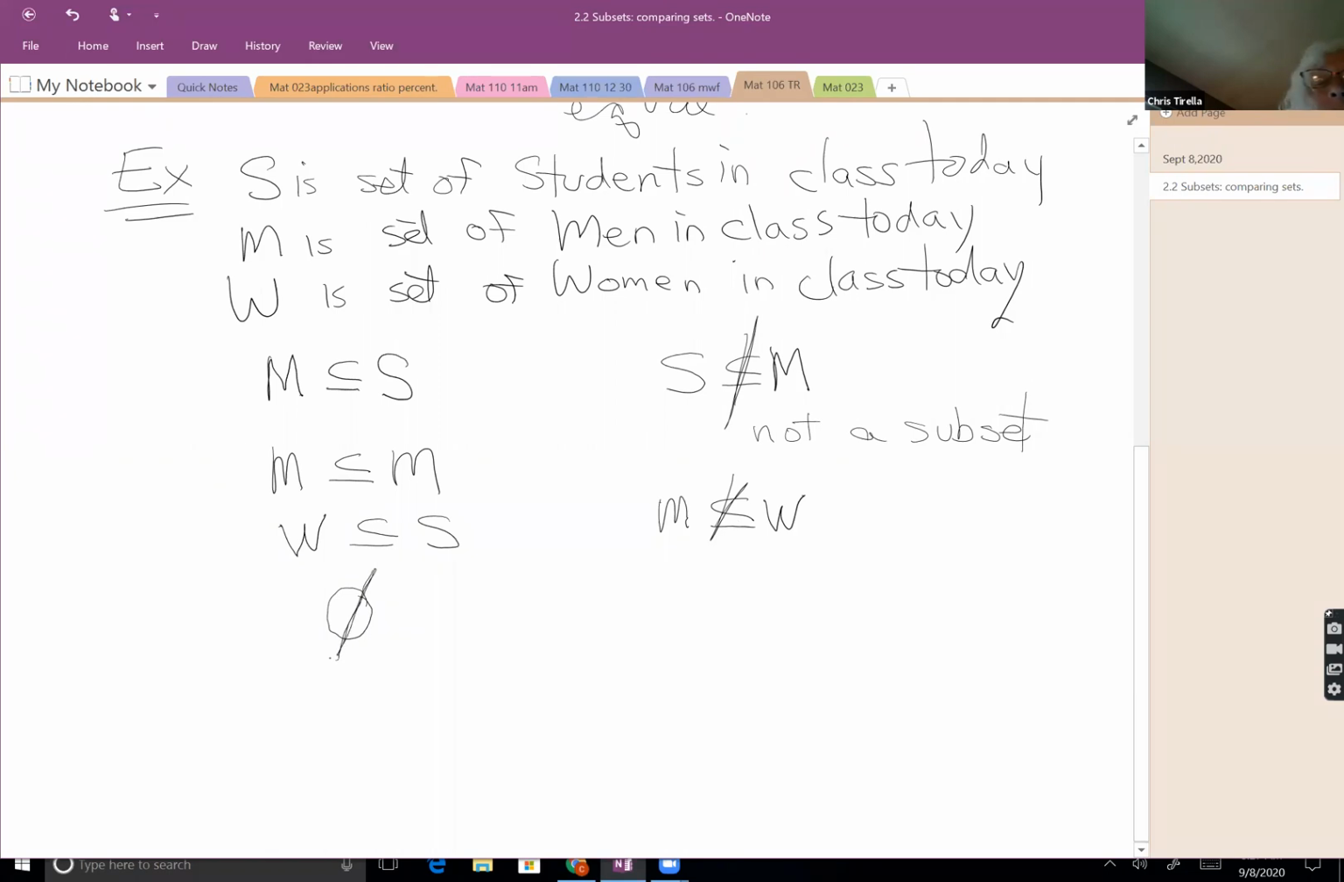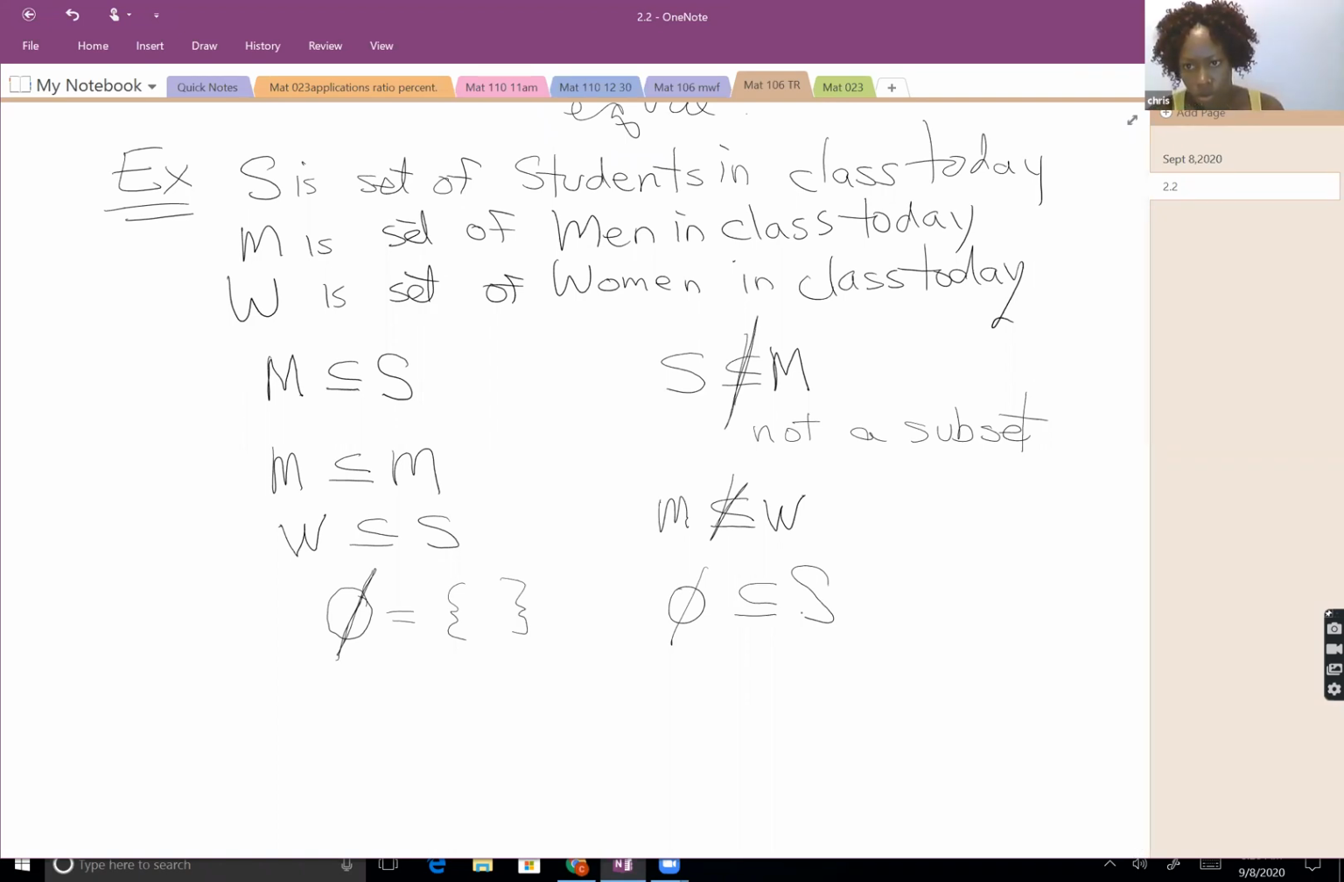Can anybody remember what that symbol means? That's the empty set. There's nothing in there. Is the empty set a subset of S? No. Why not? But is there anything in the... somebody raised their hand. Okay.